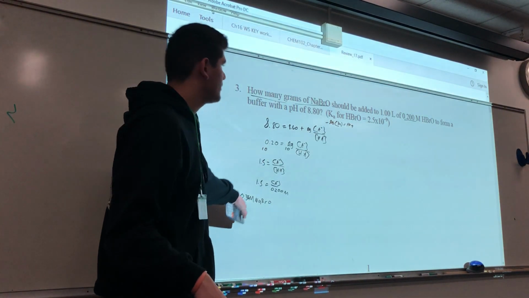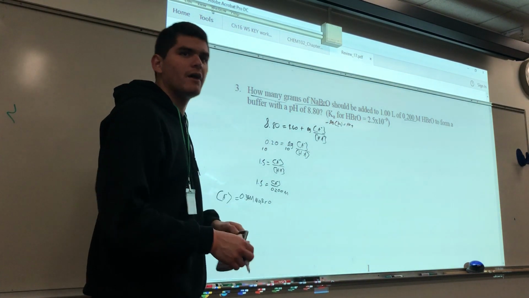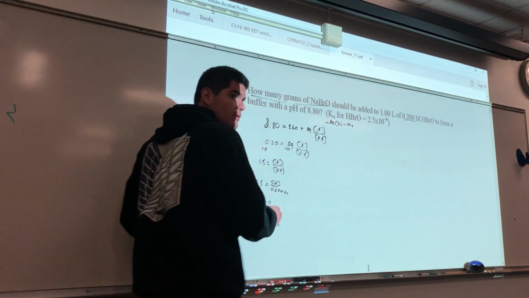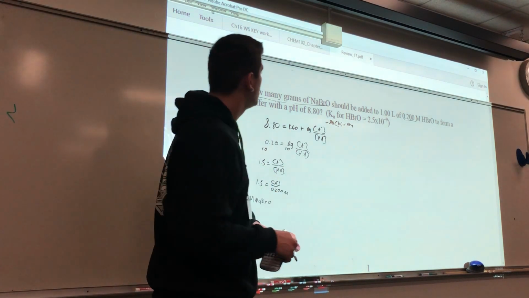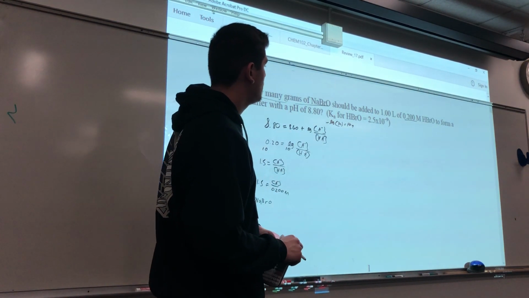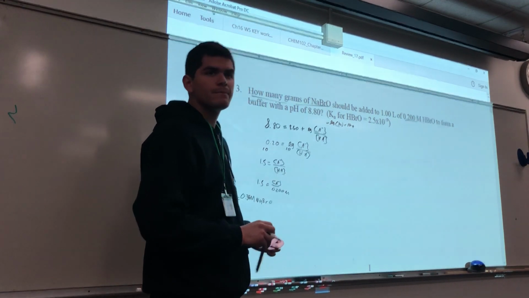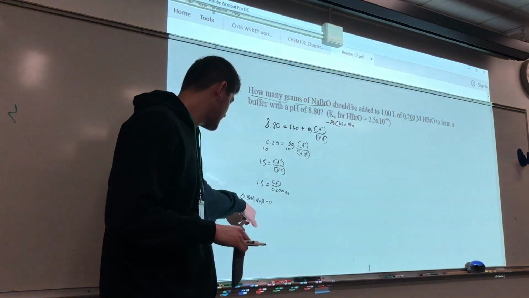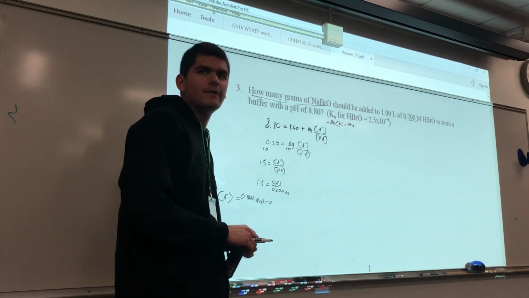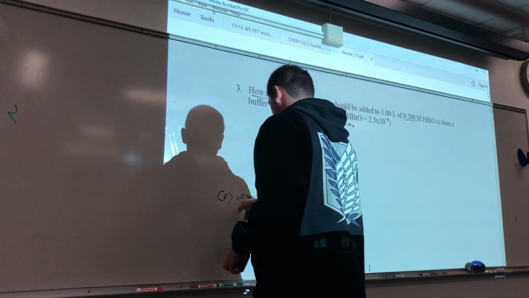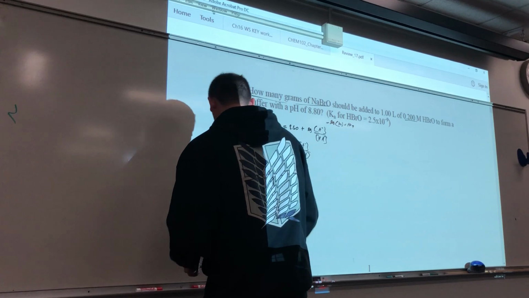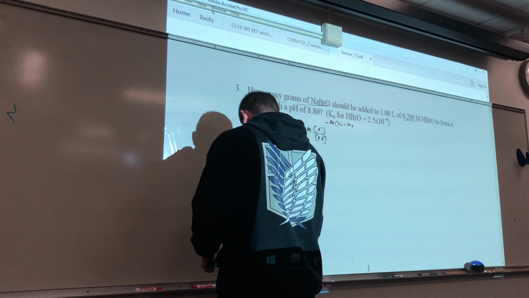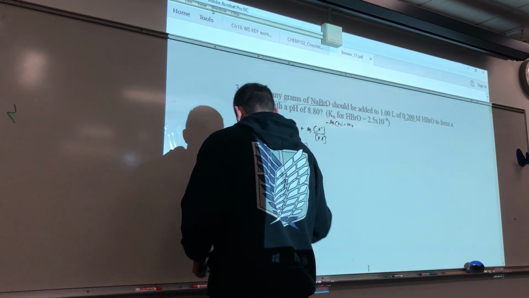Now we have the molarity, and we know that's per 1 liter. So we could find the grams by using the molar mass. The pKa has 2 decimal places, so it should be 2 sig figs in this case. So it would be 0.32, yeah.